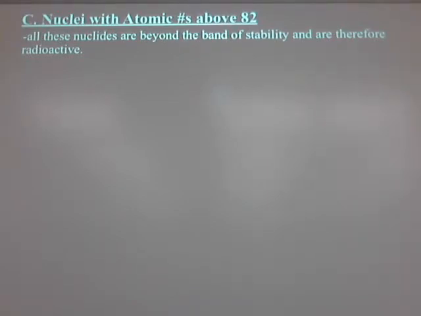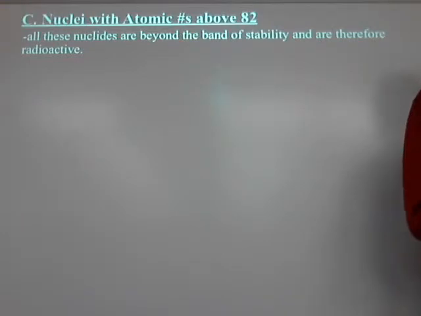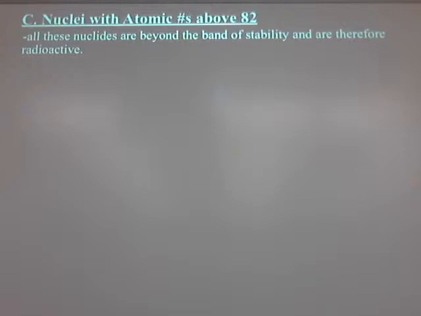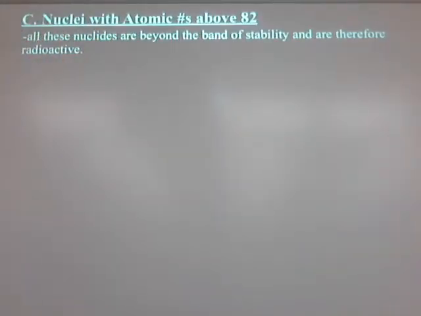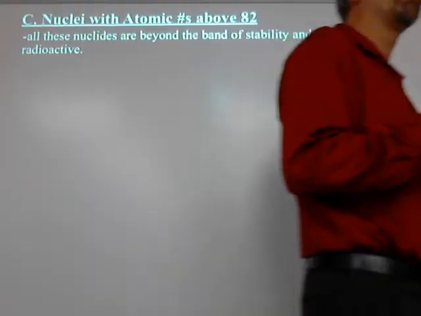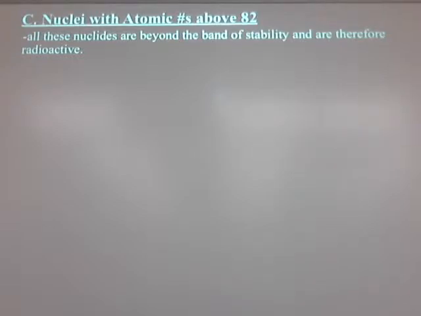By the way, who is 82? The last stable element there. 82? It is lead. And that's lead, not lead. Okay. So all the nuclides above 82 are inherently unstable and therefore radioactive. So they're going to try to get back to the band of stability. They have too many protons and neutrons.